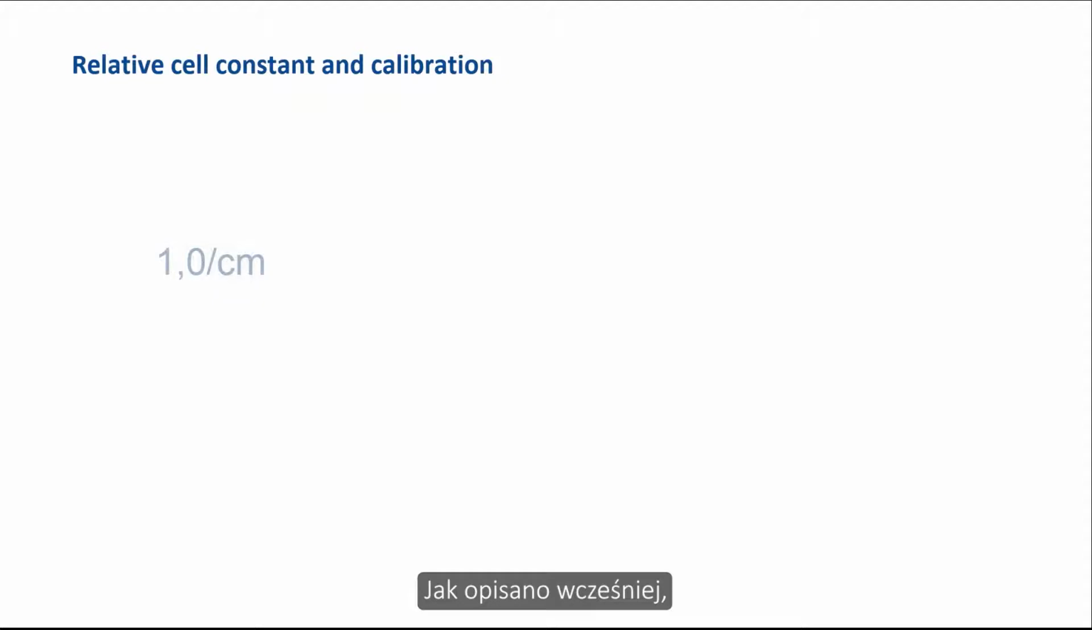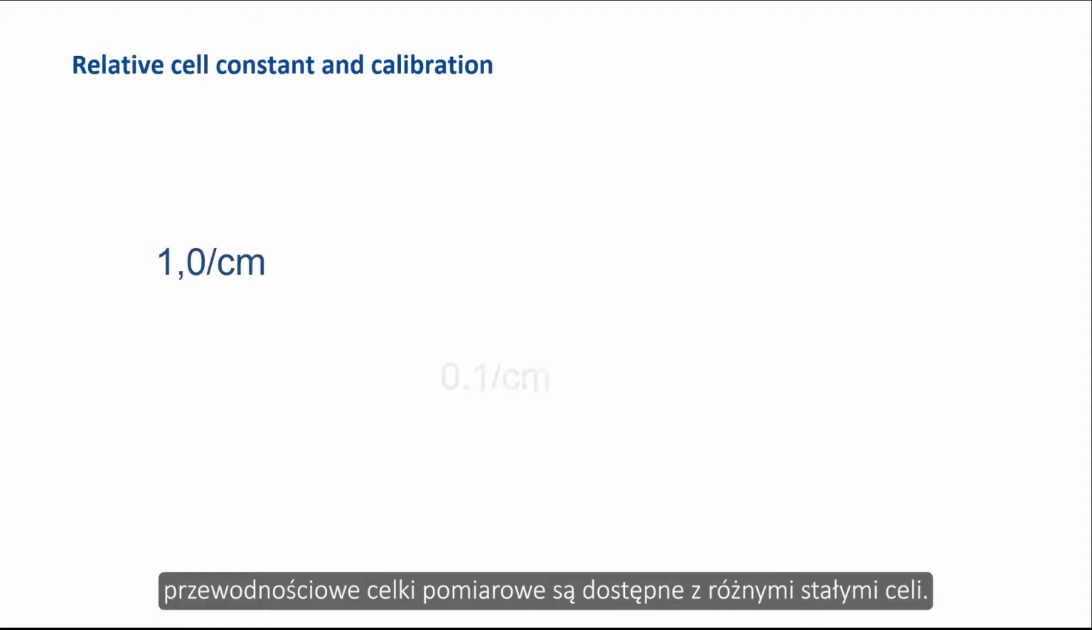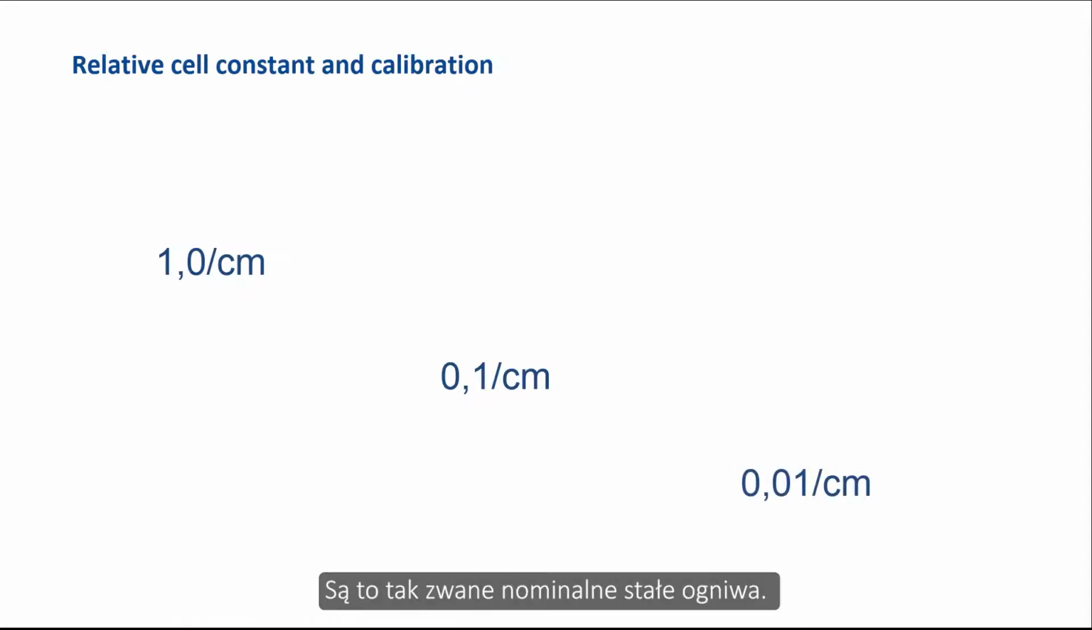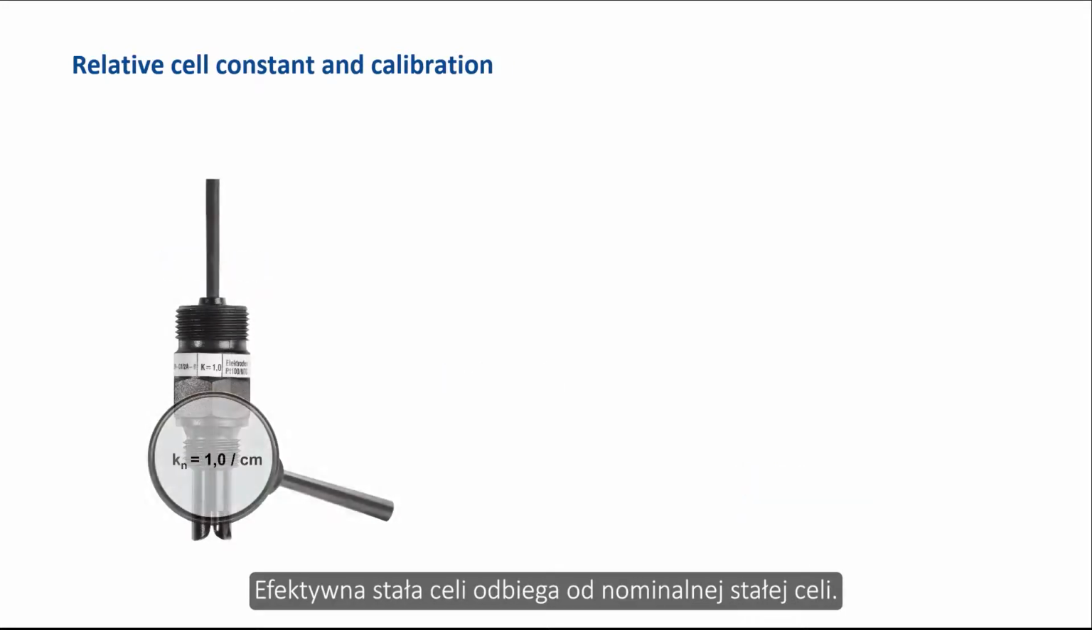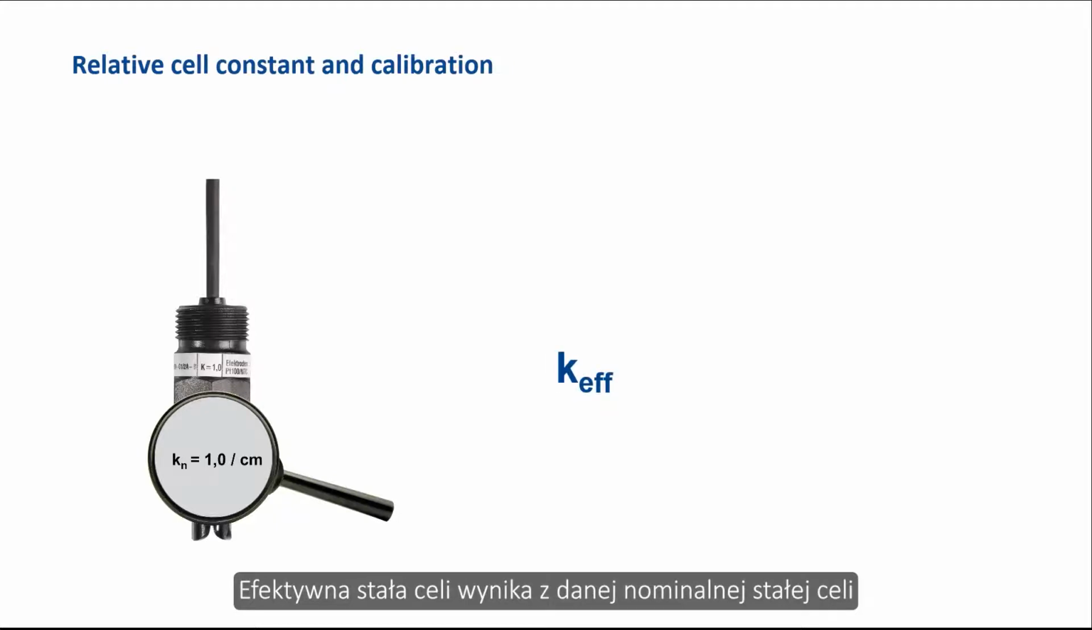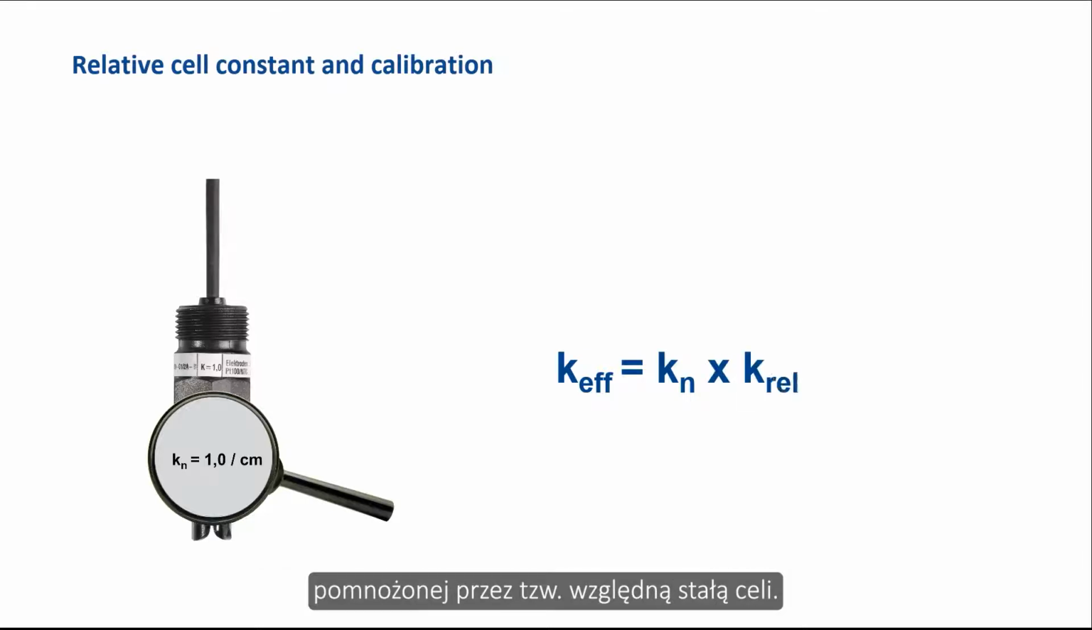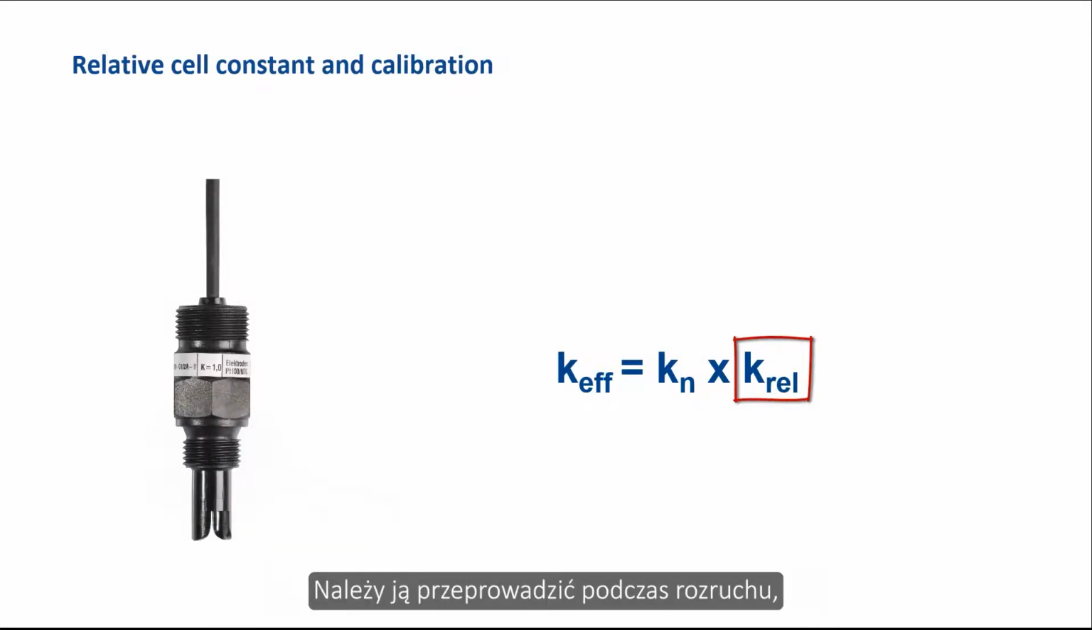As described before, conductive conductivity measuring cells are available with different cell constants. These are the so-called nominal cell constants. The effective cell constant deviates from the nominal cell constant. The effective cell constant results from the given nominal cell constant multiplied by the so-called relative cell constant. The relative cell constant is determined by calibration. This must be done during commissioning and, in case of measuring deviations, during the operating time.